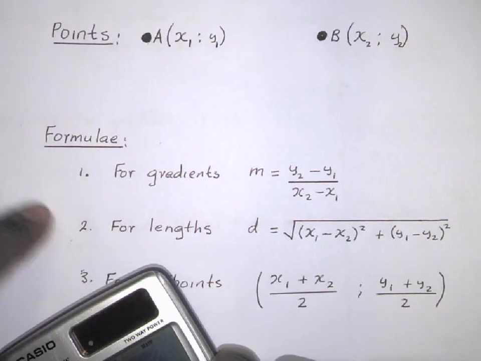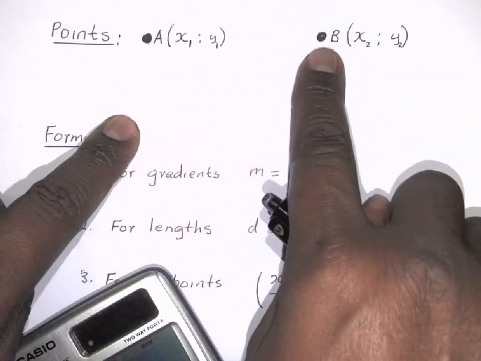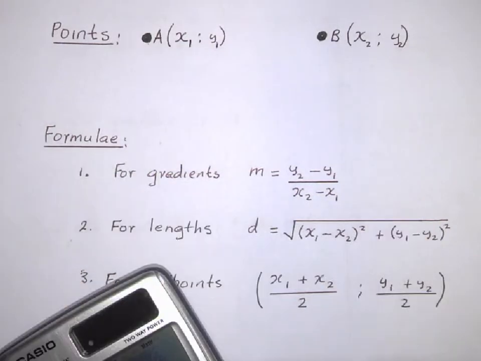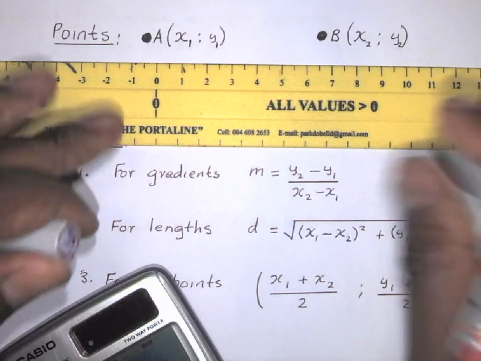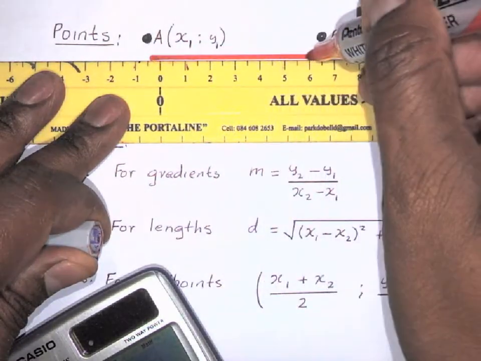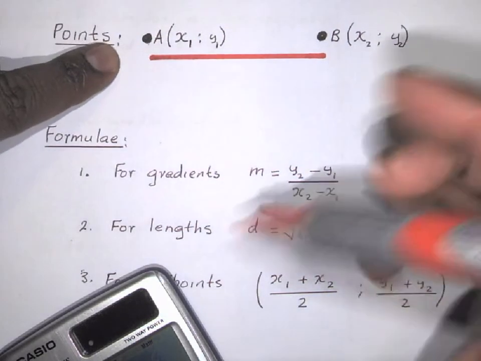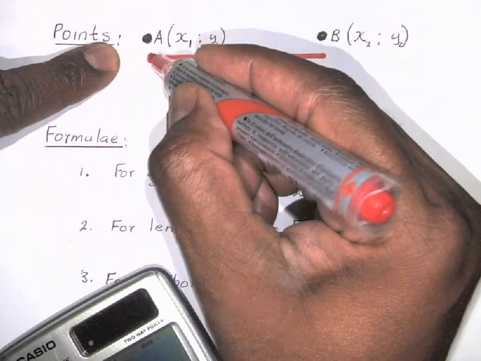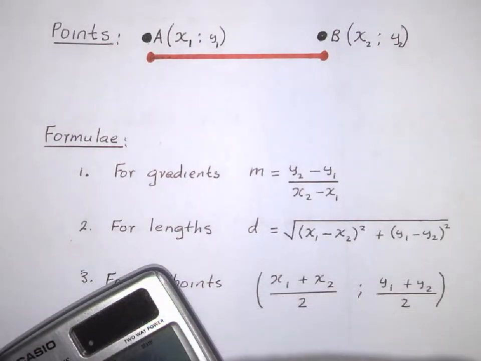Another thing that we'll be looking at is the line segment that joins 2 points. Say for instance, between these 2 points, I have a line segment like that. So a line segment has end points. It starts here and ends there. It doesn't go beyond that. So it's a line segment.